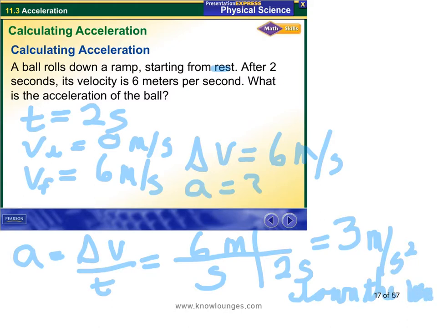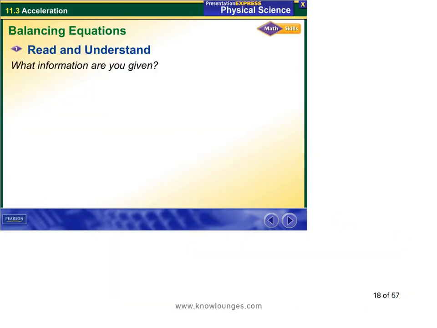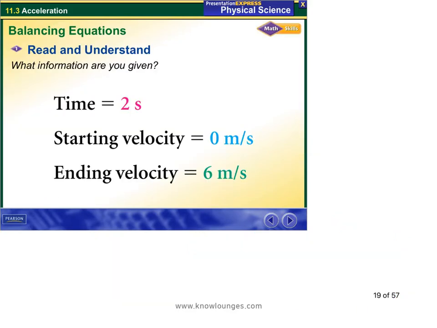Down the ramp. Now, always get the direction with the acceleration. Here we'll go through what the author of the textbook did.